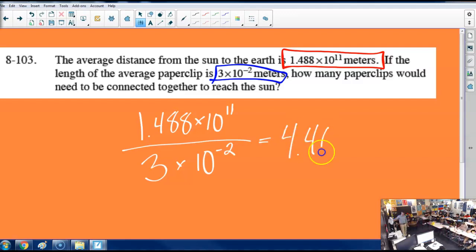4.464 times 10 to the 9. Do we agree, Henry? Do we agree with that? I got 4.96 times 10 to the 11th. Ooh, we have a discrepancy.